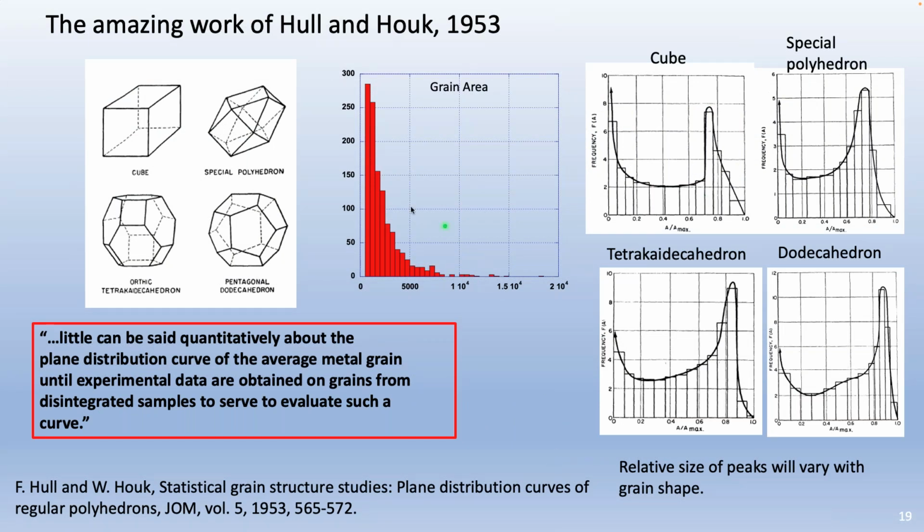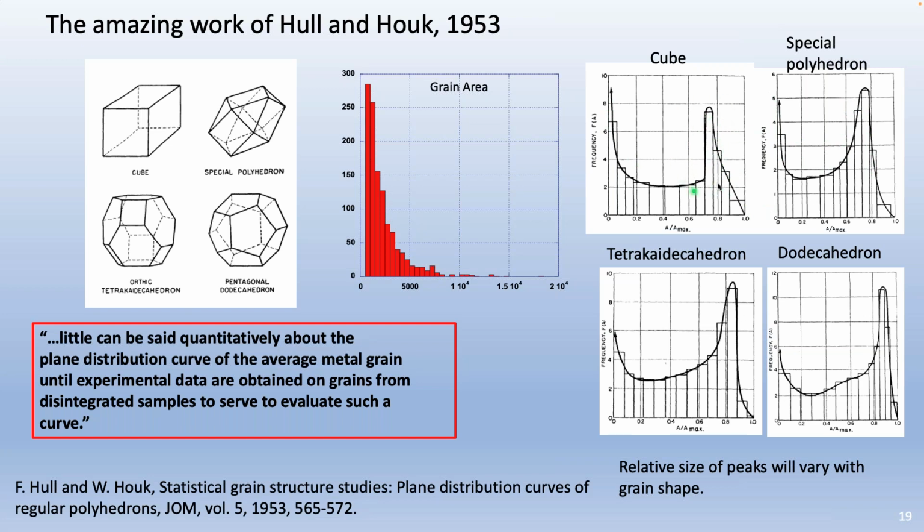These researchers, Hull and Hoke, took wireframe models of a cube, a tetrakaidecahedron, and a pentagonal dodecahedron, and passed them through a platen at, I think, 0.2 inch increments at different orientations, and actually measured what sections they got from these. Over here is a typical plot we might see, grain area for example from an EBSD sample, this histogram. What they see generally with these different polyhedra, first of all, is that the shapes are somewhat similar.